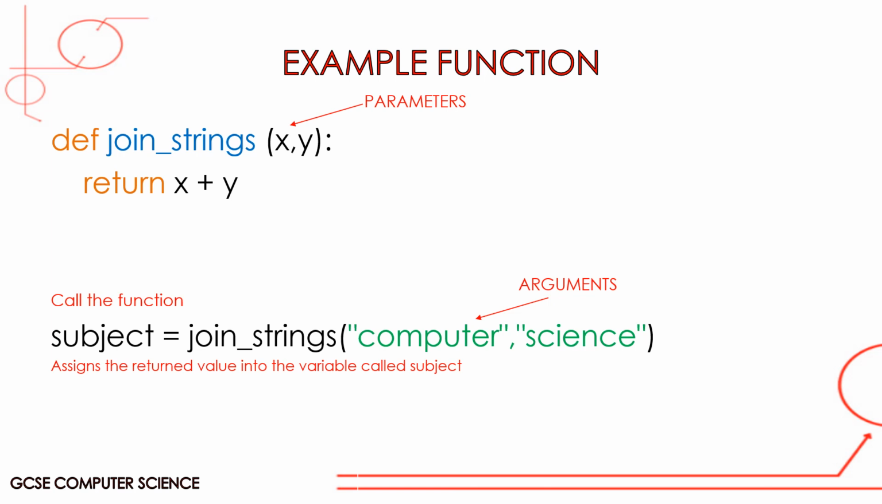Now what I've done underneath is return x plus y. It's a little bit of concatenation to join 2 strings together. So any values that you pass in as x and y, it will join them together and return it back again. So at the bottom, when I call the function, we've got subject equals, and then we call the function, join_strings, and the 2 arguments are passed in. Computer becomes x, science becomes y. They get joined together and returned back to the program. So now if you print out subject, it will print out computer science together.